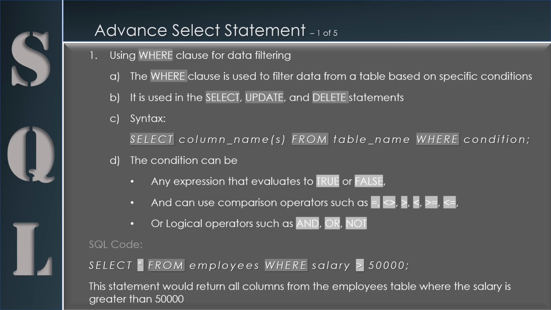You can select column name from table name where and apply the where condition. The condition can be any expression that evaluates to true or false, and it can use comparison operators or logical operators like and, or, not. So when you look at the code, select star from employees where salary is greater than 50,000, this statement is going to return all the columns from the employees table where the salary is greater than 50,000. You can use any comparison or logical operators to get the answer as per your logic, and you can apply this logic in multiple ways.